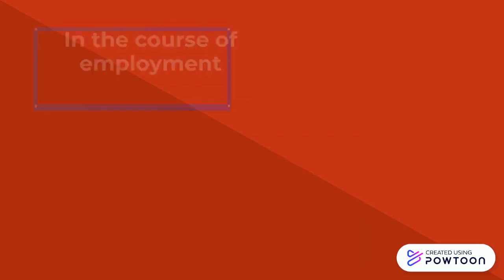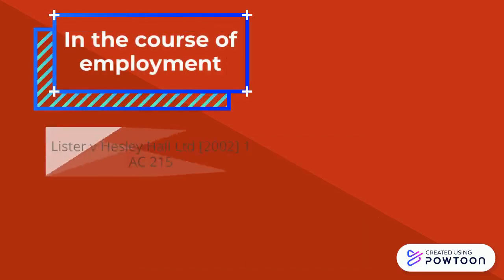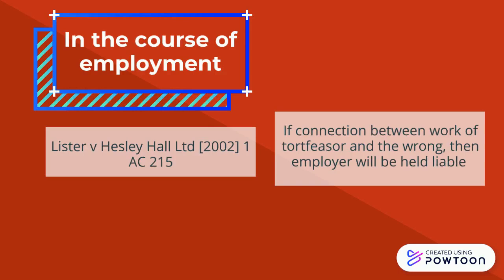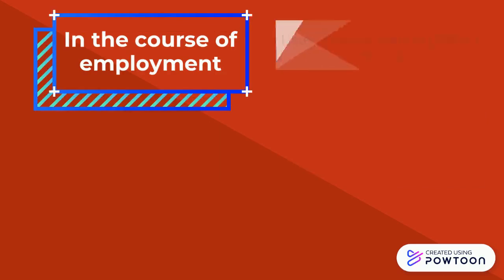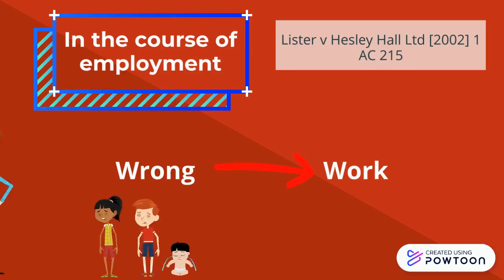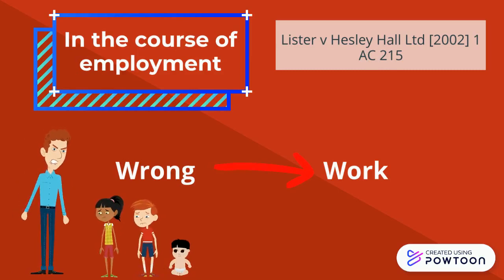The most prominent case that defined what in the course of employment meant was Lister, where the court ruled that vicarious liability existed where there was a connection between the work of the tortfeasor and the wrong, even where the wrong went against the tortfeasor's work, as in the case where the tortfeasor abused the children, which went against his work in caring for them. However, as this abuse often happened in the context of discipline, there was found to be a connection and so the employers were held liable.